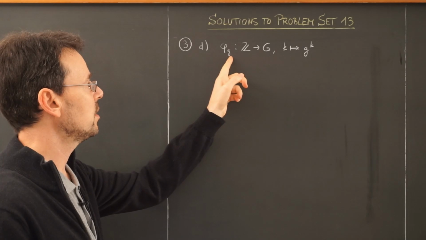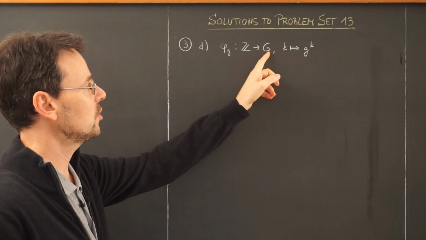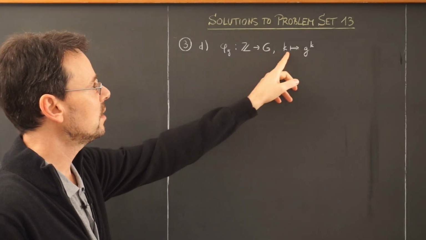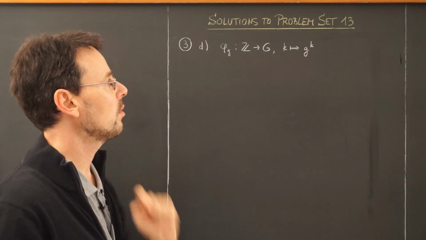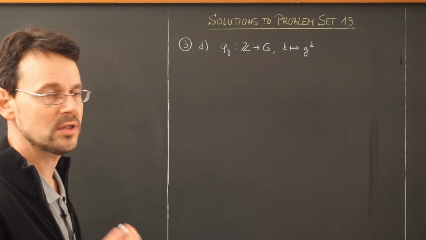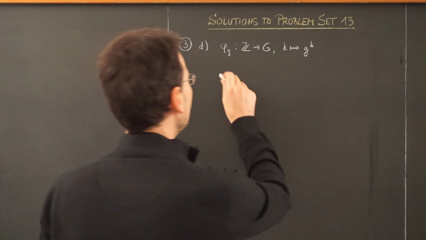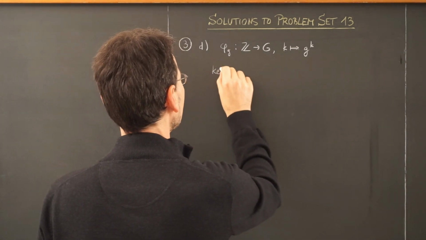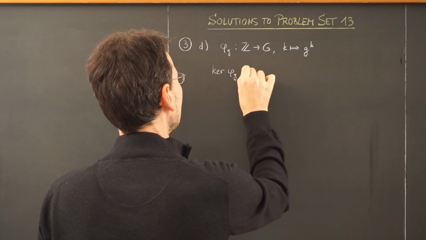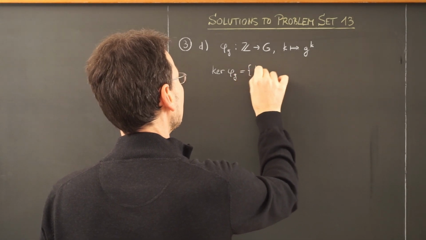We fix an element g in a group, a capital G, and we send an integer k to the kth power of g. Then we established that this is a homomorphism. Now let's find out what the kernel and the image look like.